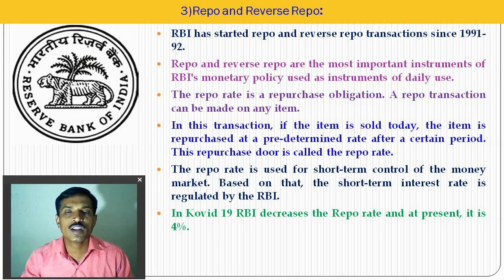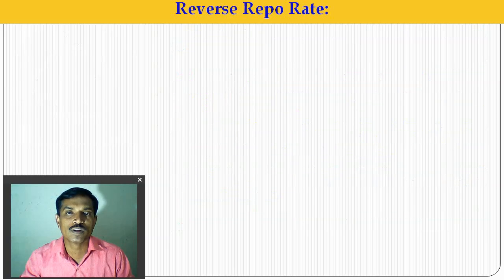Generally the gap between the repo and reverse repo is 1%. So the repo rate is used for short term control of the money market. Based on that, the short term interest rate is regulated by the RBI. In COVID-19, RBI decreased the repo rate and at present it is only 4%.